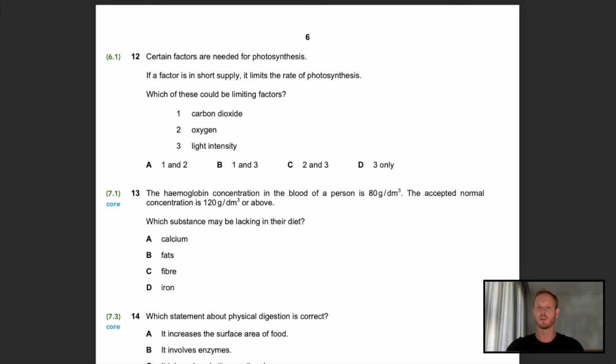Number 12. Certain factors are needed for photosynthesis. If a factor is in short supply, it limits the rate of photosynthesis. Which of these could be limiting factors? So carbon dioxide and light are both needed for photosynthesis, whereas oxygen is not, as it's a byproduct of the process. The potential limiting factors are therefore 1 and 3, so the correct answer is B.